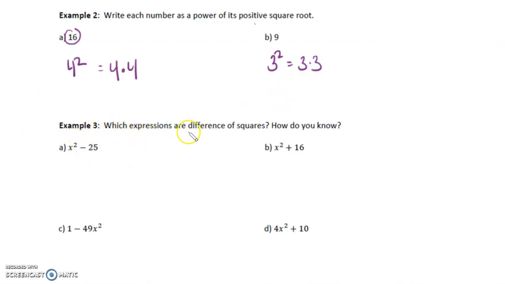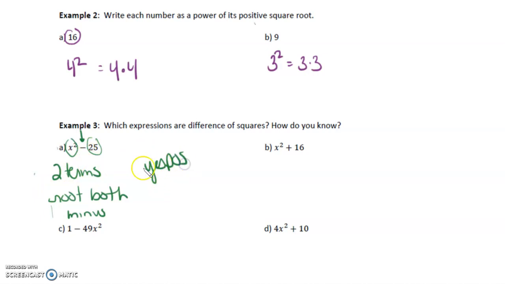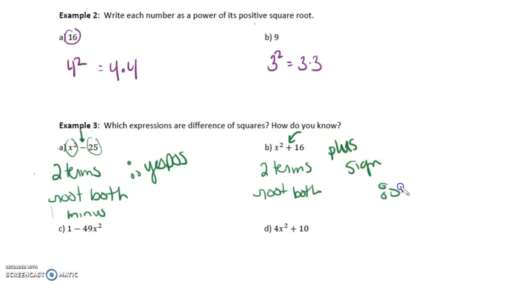Okay, example 3, which expressions are difference of squares and how do we know? So in A, we have two terms, okay, so that's good. We can root the first and we can root the last, okay, so root both. And there's a minus sign. Those are the three conditions of difference of squares. So yes, difference of squares, DOS. Okay, B, there are two terms. We can root both, right? Because root x squared is just x and root 16 is just 4. Okay, but there's a plus sign. Therefore, not difference of squares because of that plus sign.